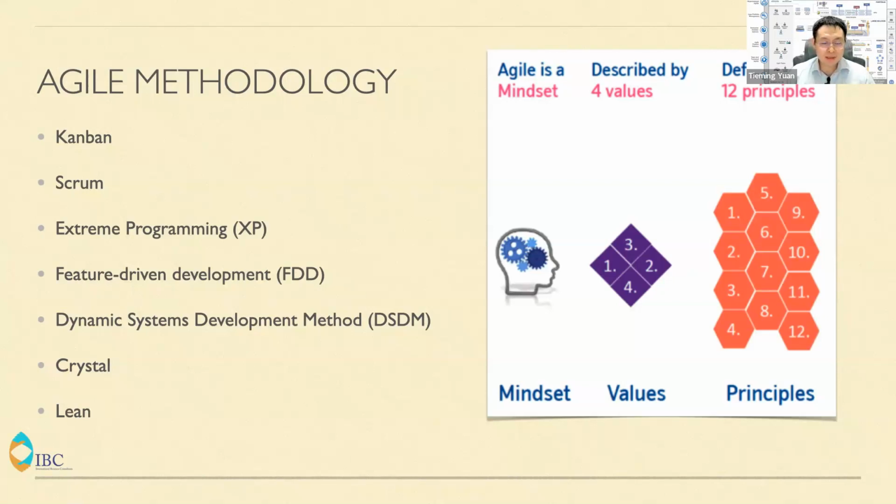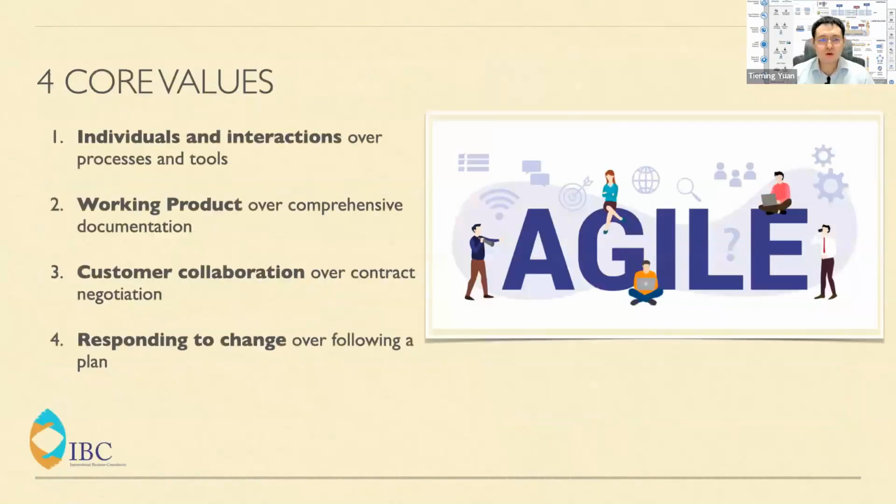Kanban can be Agile, Scrum can be Agile, extreme programming can be Agile, but to go back to the basics, Agile in essence is a mindset, while Kanban, Scrum, extreme programming are frameworks, like a best environment for you to practice Agile. What are the 4 core values of Agile? It's individuals and interactions over process and tools.